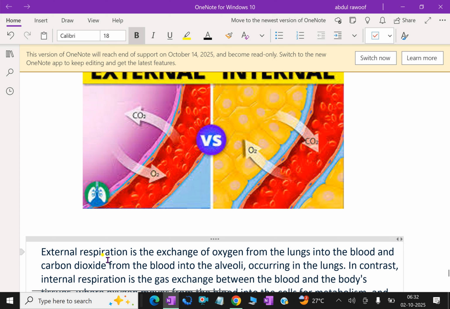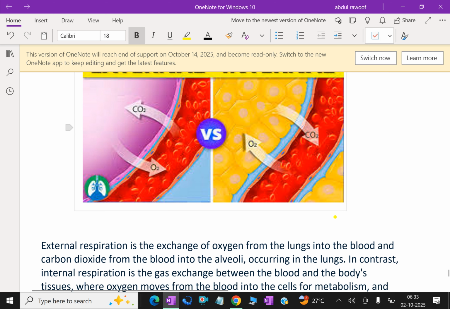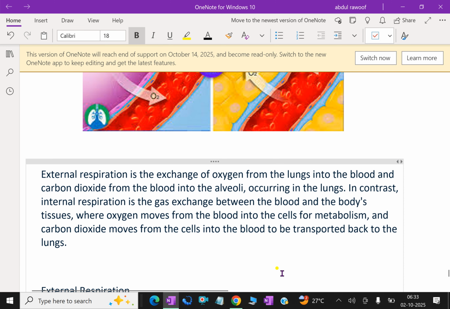External respiration is the exchange of oxygen from the lungs into the blood and carbon dioxide from the blood into the alveoli occurring in the lungs. In contrast, internal respiration is the gas exchange between the blood and the body's tissues, where oxygen moves from the blood into the cells for metabolism and carbon dioxide moves from the cells into the blood to be transported back to the lungs.